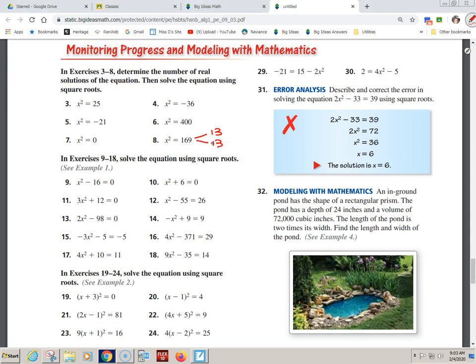Now wait a minute, hold on. How do we get x alone? We know that x is supposed to have 2 different answers. One is a positive and one is a negative. What do I do to both sides? What do I put in the problem to get rid of the square?